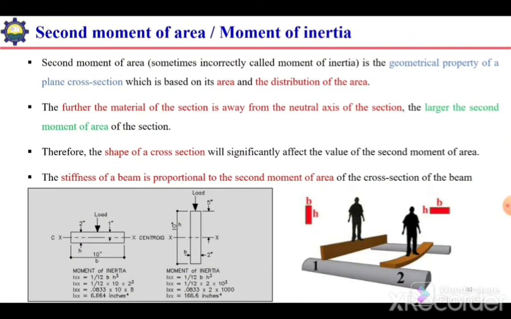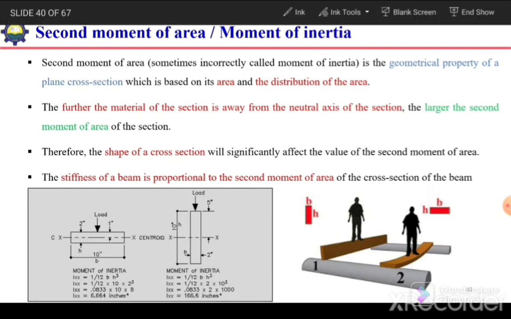The next concept is second moment of area. We sometimes incorrectly call it moment of inertia. Actually, moment of inertia is I equals m r squared, mass times the radius, or we can say the distance from the point of rotation up to the center of the mass.